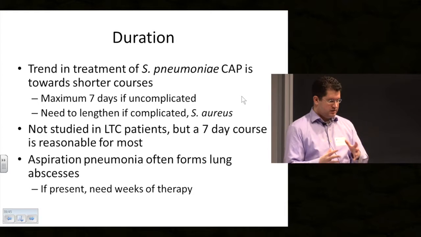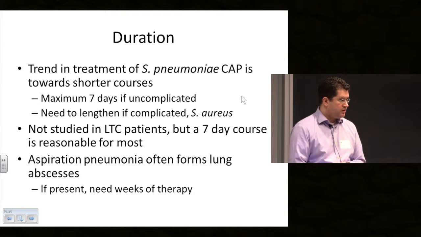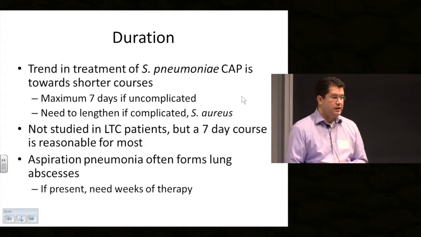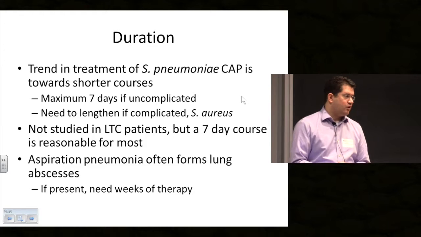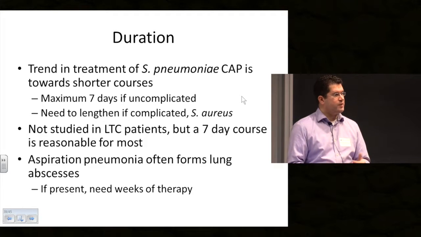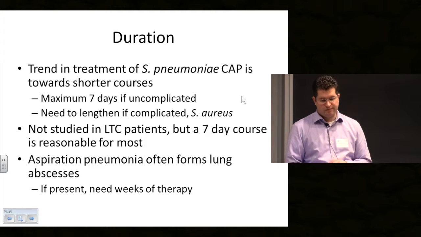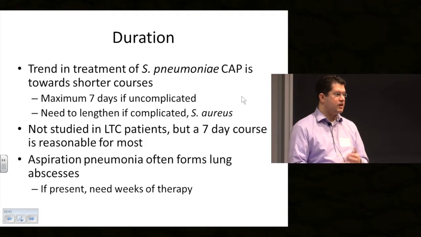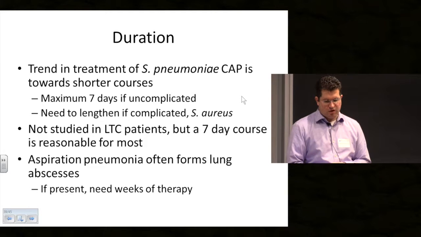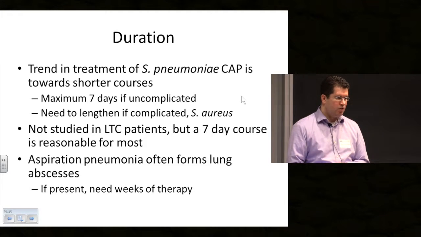You need to lengthen the course of therapy, though, if the pneumonia is complicated, so if it involves effusions, or if it's related to Staphylococcus aureus or other organisms. It hasn't, again, been specifically studied in long-term care, but for the large majority of patients, 7 days should be adequate. Aspiration pneumonia, though, often forms lung abscesses, and these need to be treated for weeks and weeks and weeks. So if a patient has the indolent course, foul sputum, not a story that looks like Streptococcus pneumoniae, then they may need a very long course of therapy.